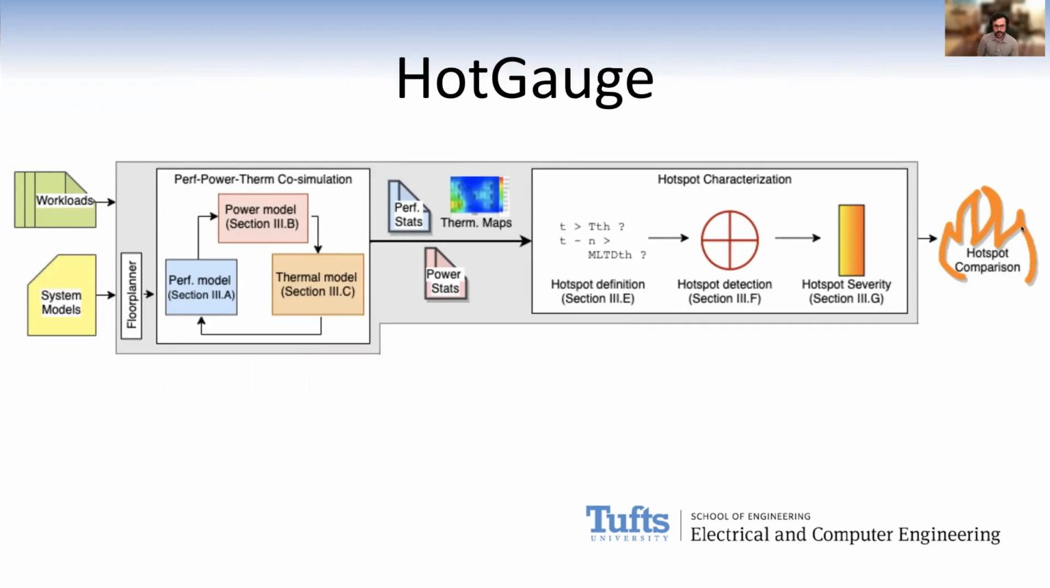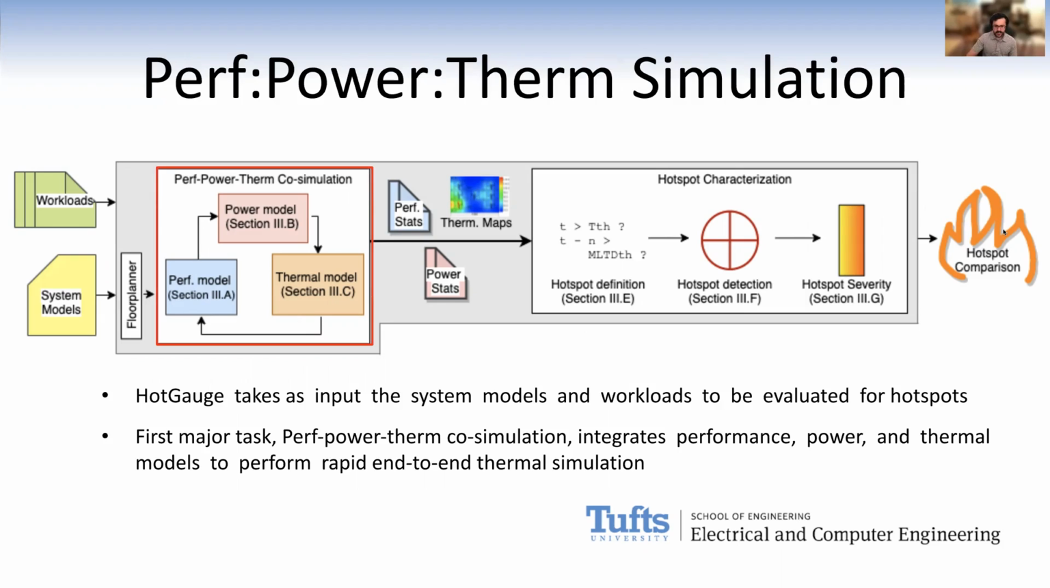To address this need, we present HotGauge, a methodology for simulating advanced hotspots in modern and next generation CPUs. HotGauge consists of two main steps: performance, power, and thermal co-simulation, as well as hotspot characterization. First, performance, power, and thermal simulation is needed to collect the necessary raw data for identifying hotspots. This requires inputs of all system models, performance, power, and thermal, as well as the workloads to be run. This also requires floor planning for the thermal model and an interval for how often data should be collected during simulation.